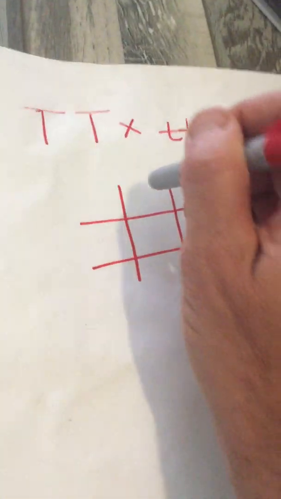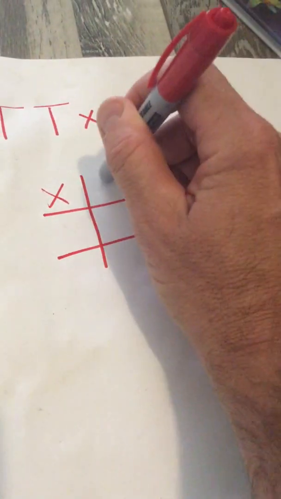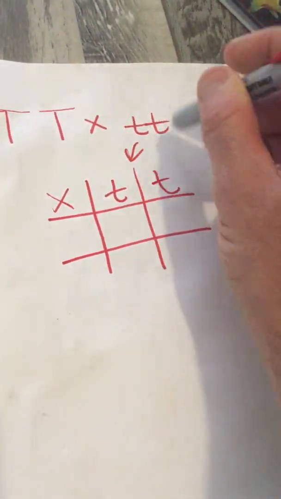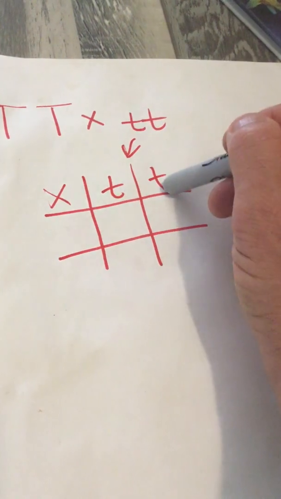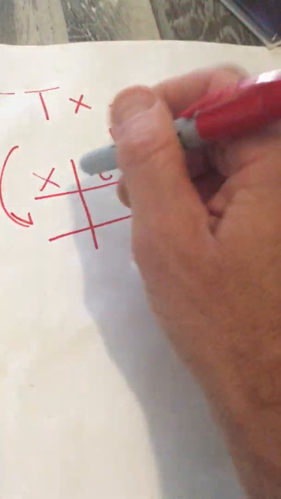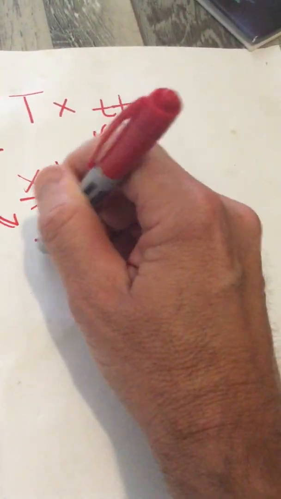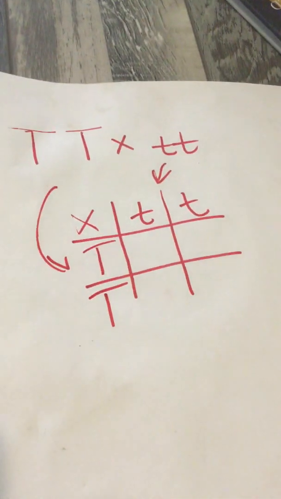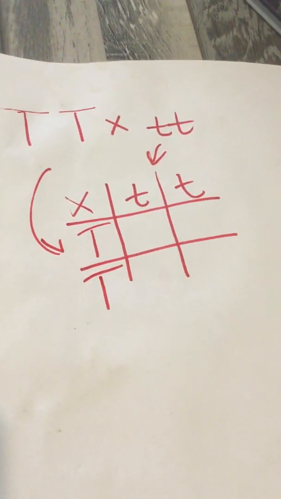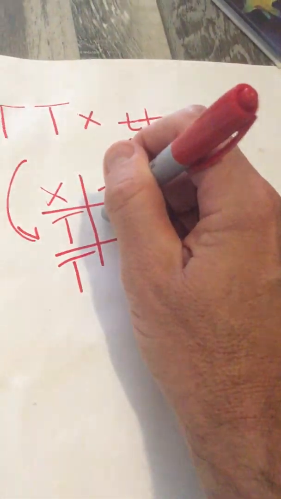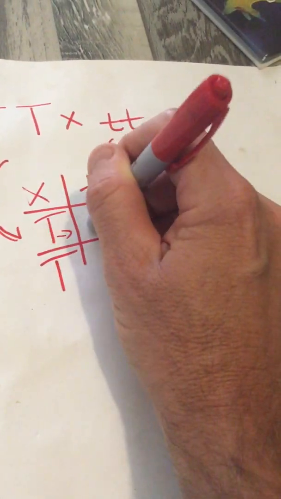All right, next thing we do, like always, we set up our Punnett square. We set up our tic-tac-toe. We put an X here to represent the fact we don't put anything in that box. Then we put one on the top, one on the side. Again, it doesn't matter, but we'll do the little t's up here, and we'll do the big T's here on the side. Then it's just a matter of matching up the columns.